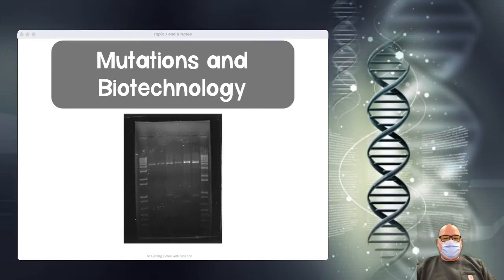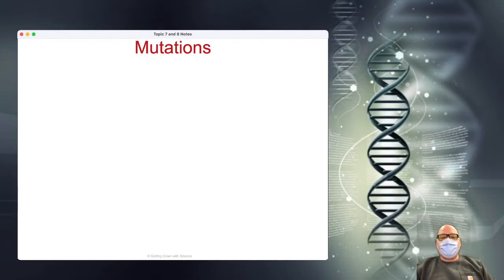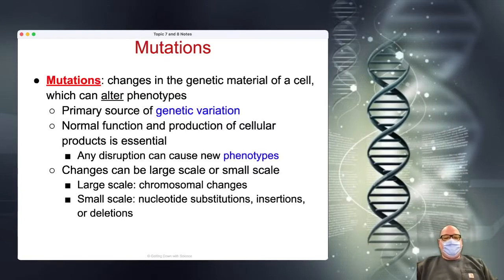So, with mutations, which is what we're going to talk about first, mutations are any change in genetic material that can alter phenotypes, okay? That phenotype alteration may not always be as obvious as yellow seeds versus green seeds. It could be a tiny change in an enzyme, which may not always be a visible phenotype.